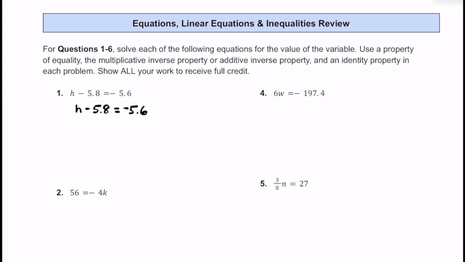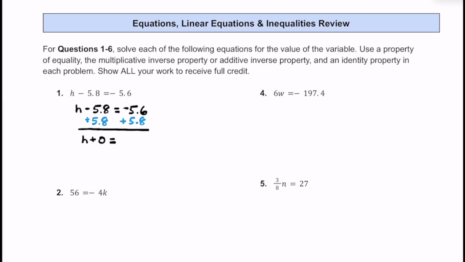Now, if we want to get h alone, the goal here is to get 0. So let's go ahead and use the addition property of equality and add 5.8 to both sides of this equation. If we do that, then on the left side, negative 5.8 plus 5.8 is going to be 0. So we're going to get h plus 0. And on the right side, we have negative 5.6 plus 5.8.